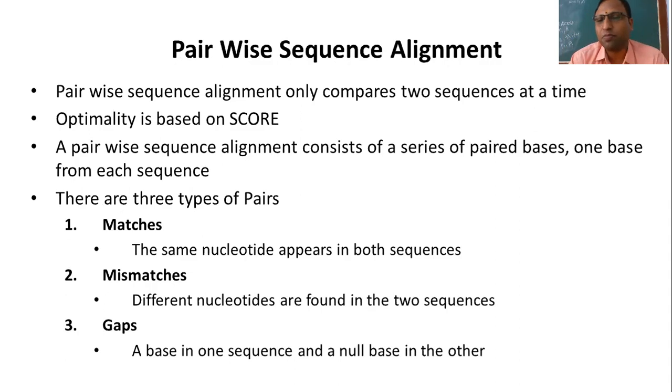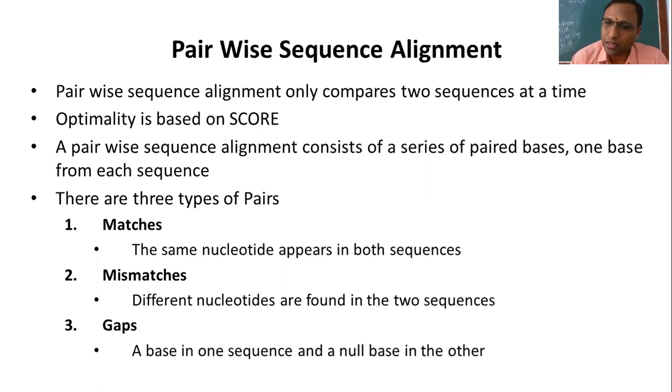The next point is that optimality is based on score. Based on how much similarity there is, it will give a number, saying it is this much percentage similar. Based on that score, we can consider whether similarity is present or some deviations are present. Next, a pairwise sequence alignment consists of a series of paired bases, one base from each sequence. So we can take a subsequence and compare it, to identify whether it has a similarity with other organisms or not.